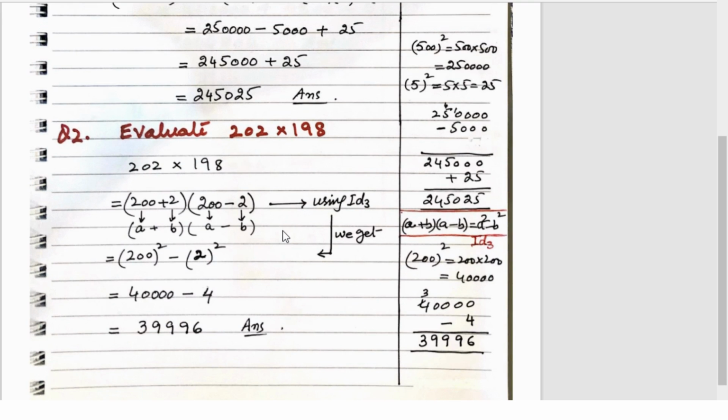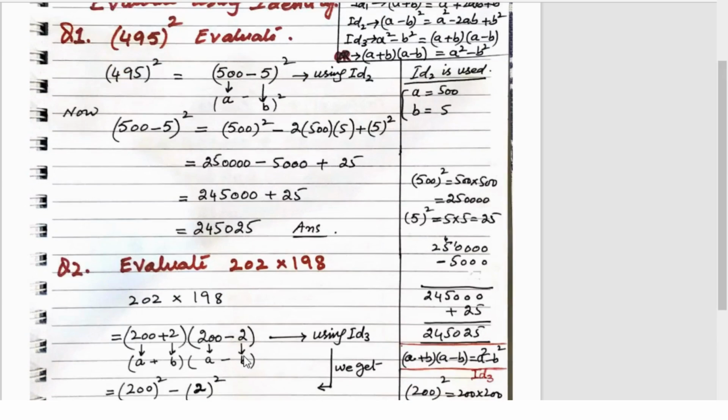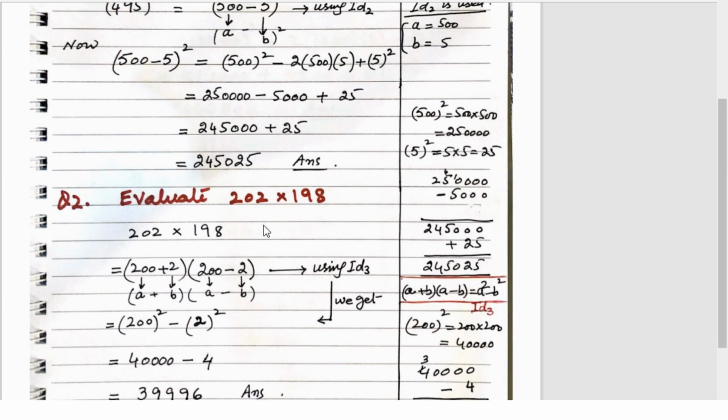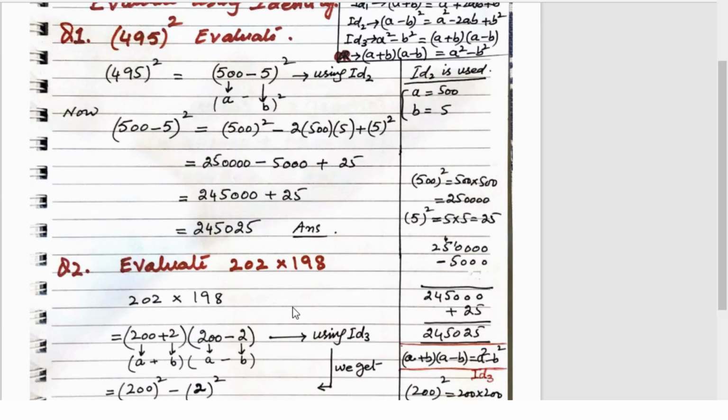Now question number 2. Evaluate 202 multiplied by 198. Now again the question is using identities. You will not evaluate by a simple multiplication. You will use identities over here because this is the instruction for both the questions on this page.